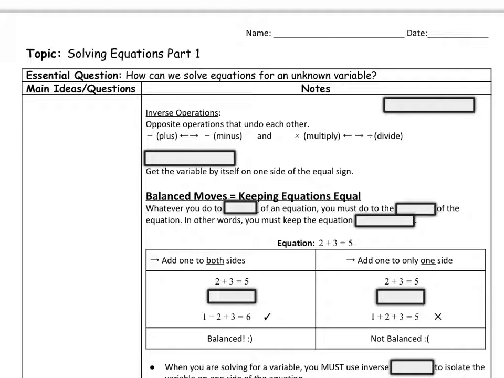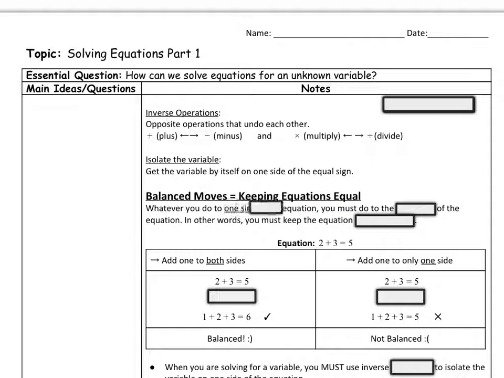That's important. Next, isolate the variable. This word isolate means to get alone. So isolate the variable: get the variable by itself on one side of the equal sign of the equation. Once you do that, you know what the solution is. You've solved it.